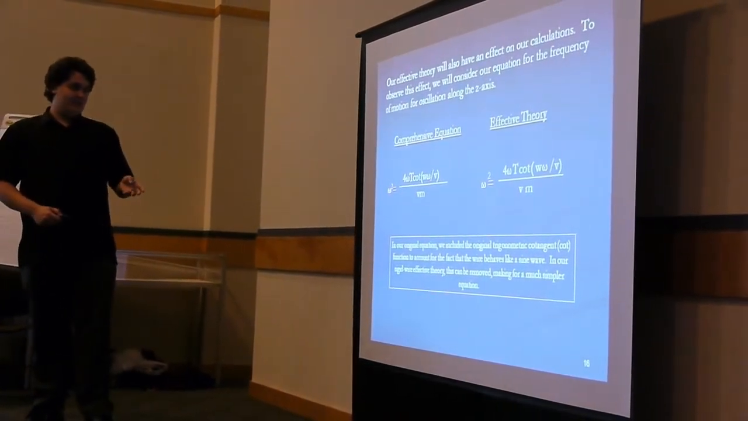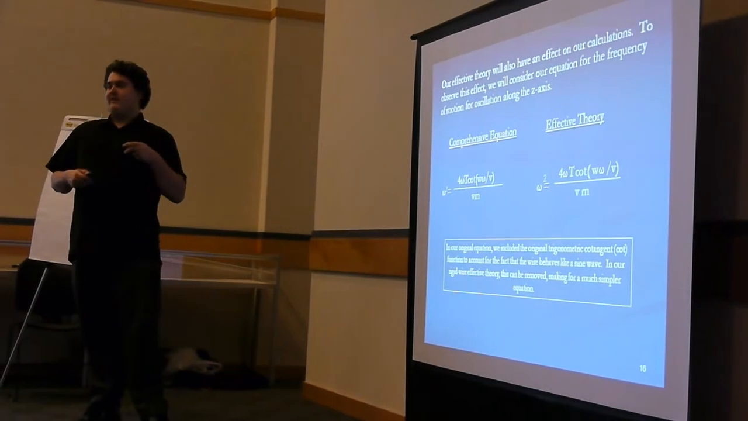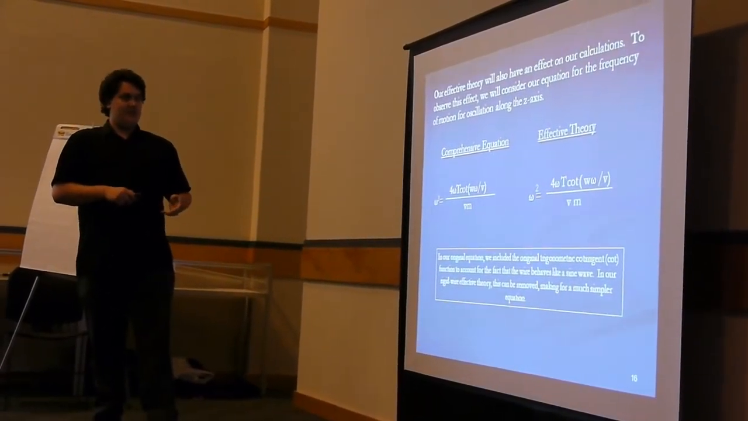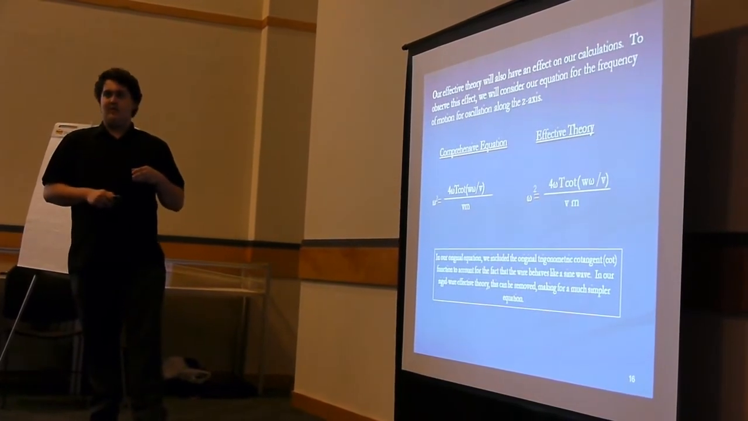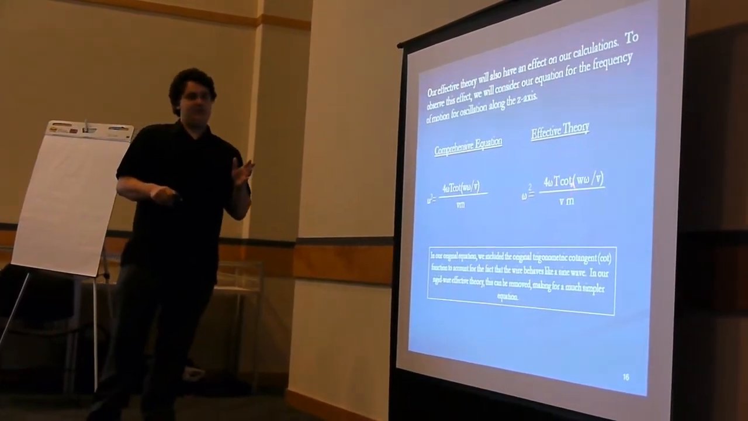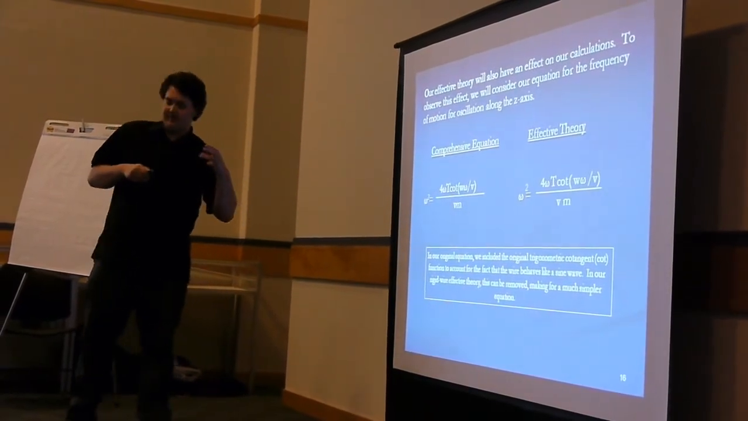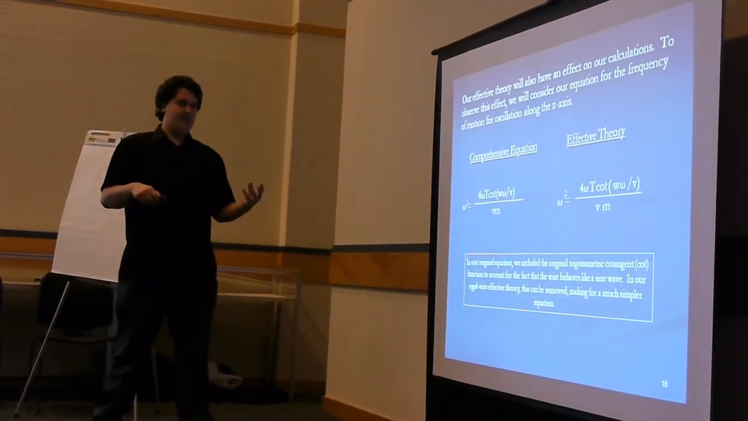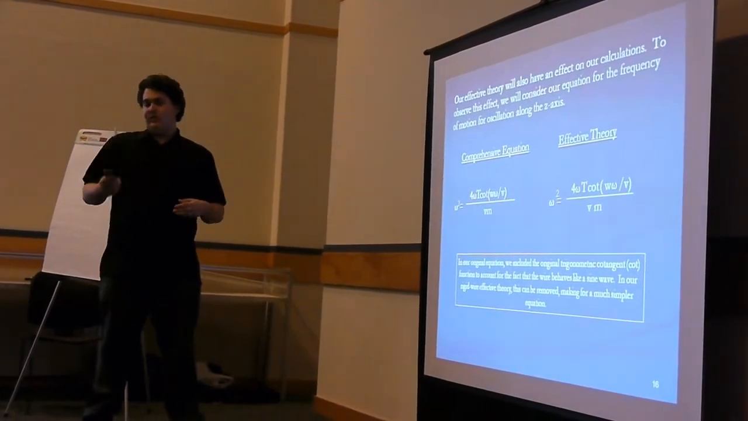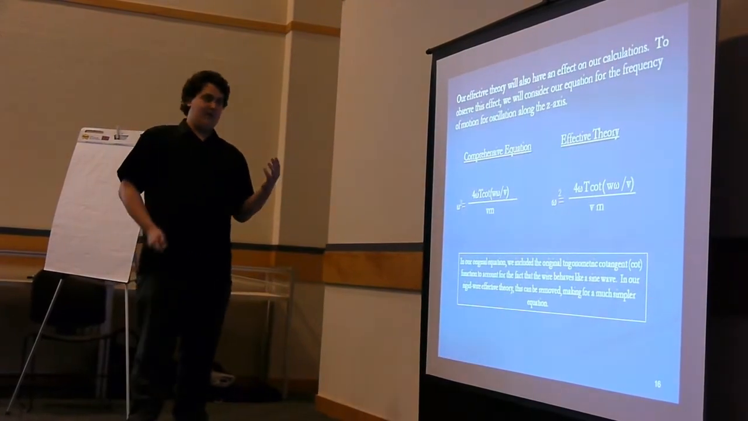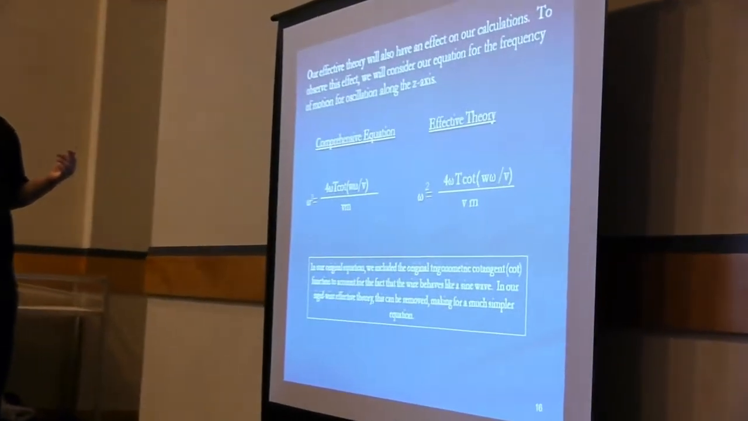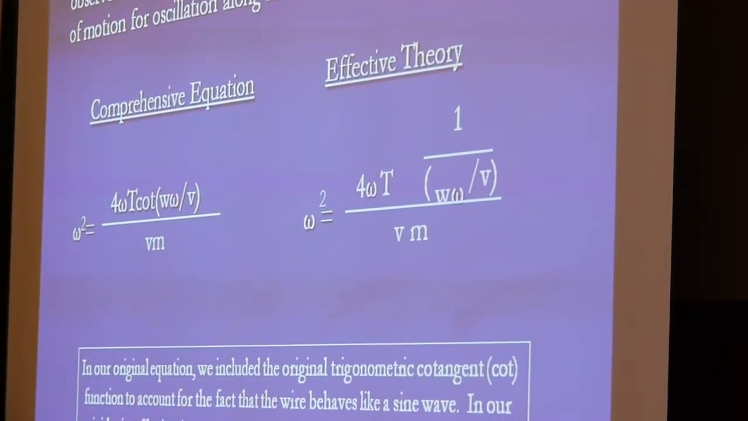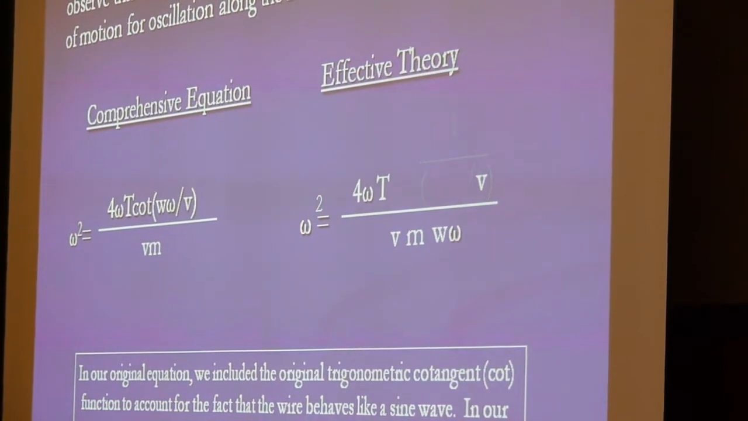Obviously this is a pretty complex equation that requires using the graph to find the intercepts, to find the solutions. However, in effective theory, we would not need the cotangent function. And the reason we include a trigonometric function is to account for the fact that the wire behaves like a sine curve. Now, if we consider the wire to be rigid, then we will remove the cotangent, and our equation will become much simpler. Now, this sort of highlights the steps that the equation goes through.